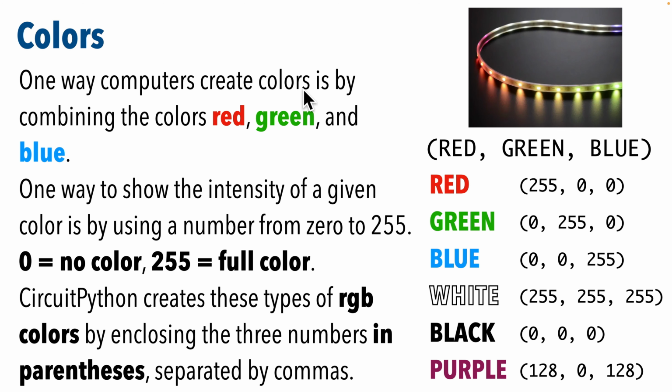Now, one way computers create colors is by mixing 3 different colors: red, green, and blue. We're going to use a standard method where the intensity of color goes from 0, no color, up to full color, which is the number 255. Mixing 3 colors at those levels from 0 to 255 can theoretically produce over 16 million colors. The colors don't always look true on LED lights, but we can still produce some pretty cool effects. CircuitPython colors have those 3 numbers, 0 to 255, separated by 2 commas in between another set of parentheses.